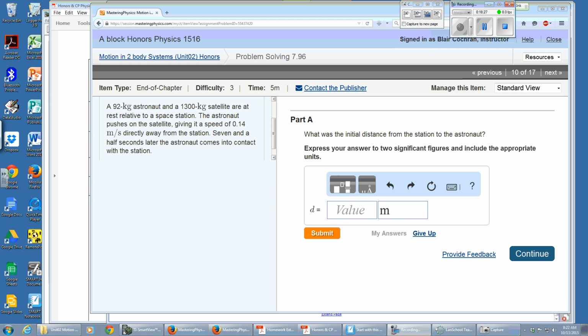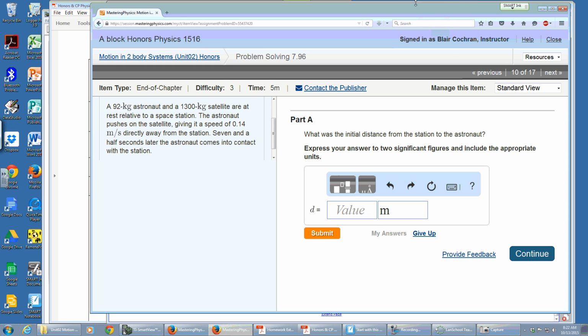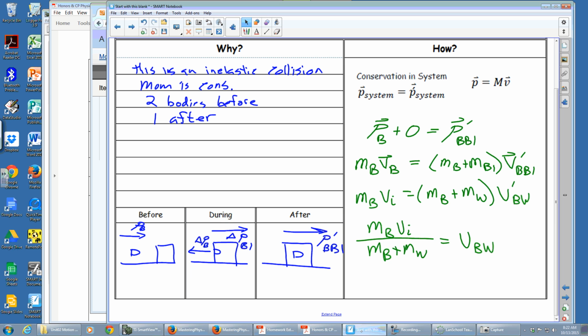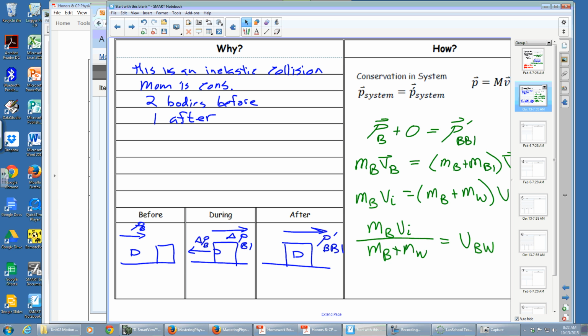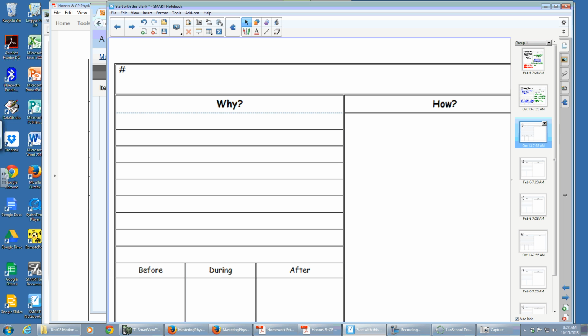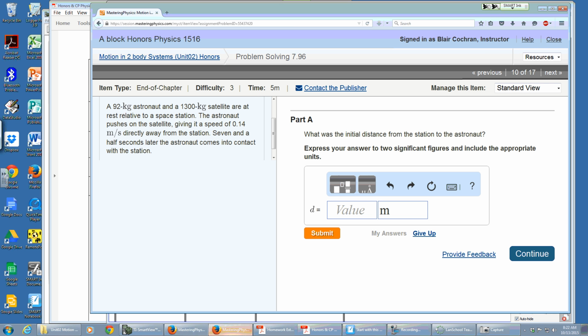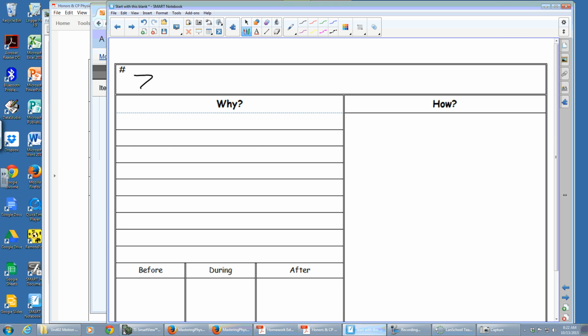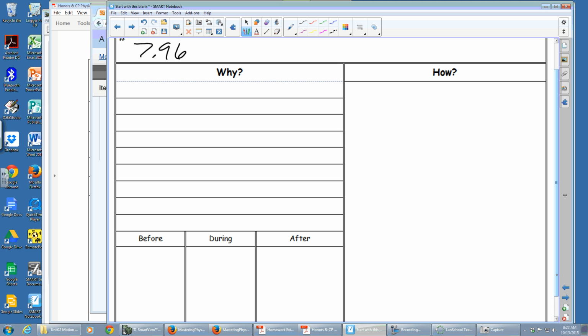All right, so since it is a before and after one, we need to make sure that we have a before and after sheet so we can do our before and after diagrams. This was 7.96. So, what can we say about the momentum in the system? Always conserved. Good.